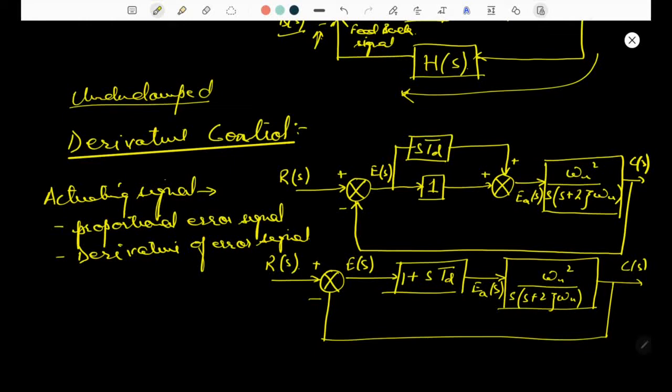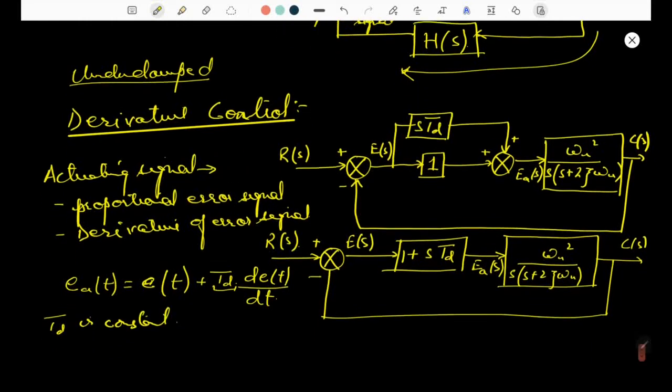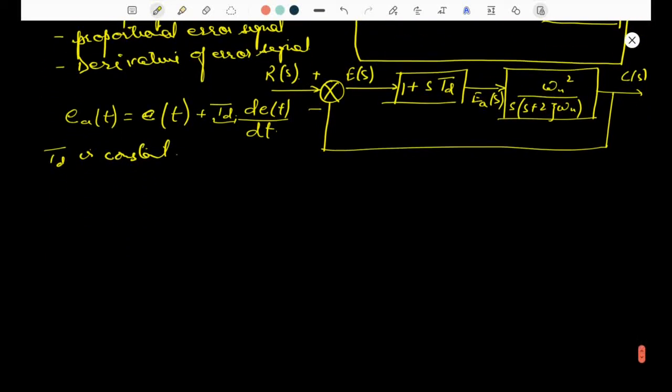Therefore, the actuating signal for the derivative control action is simply given by e_a(t) = e(t) + T_D de(t)/dt, where T_D is simply a constant. So we have both signals: the proportional signal plus the derivative of the error signal.